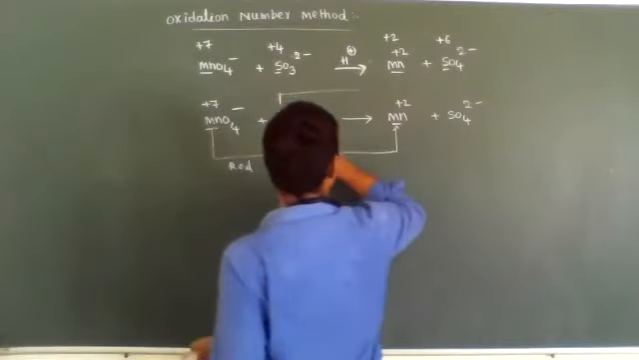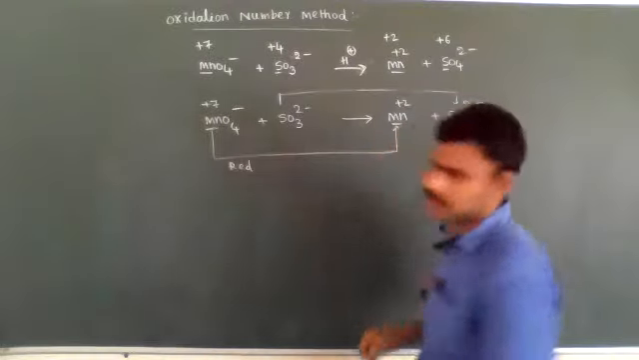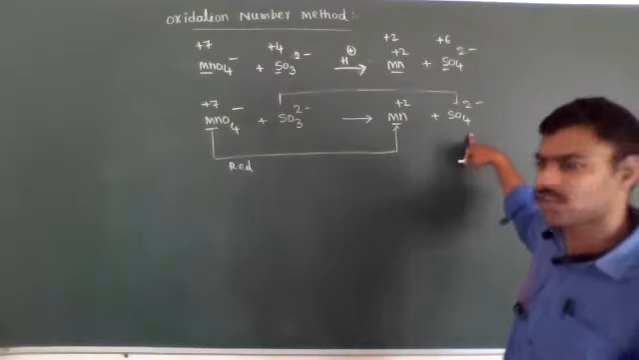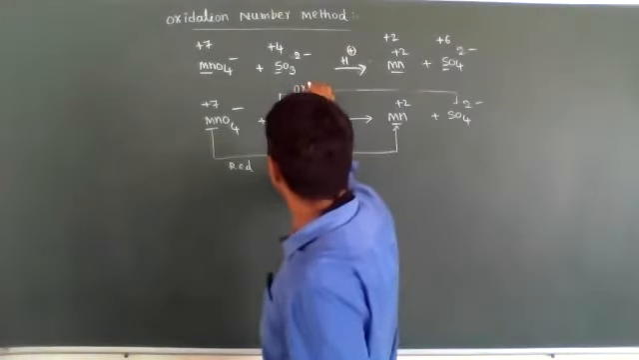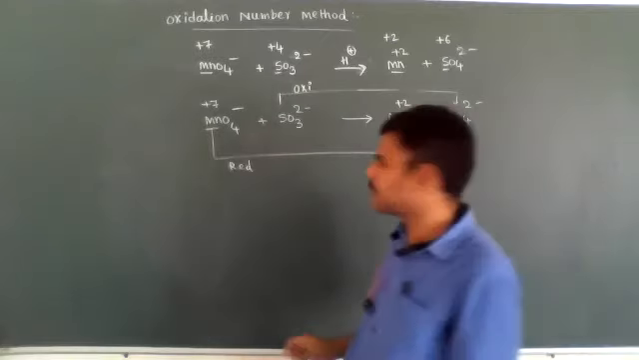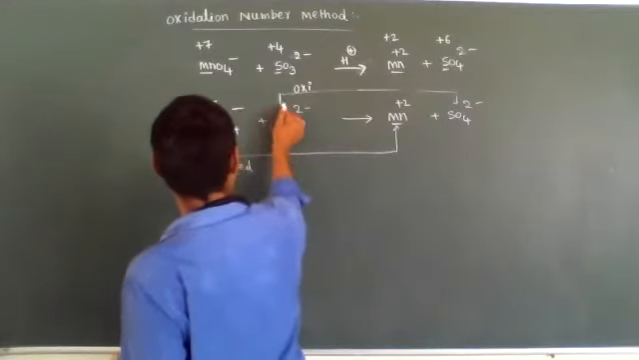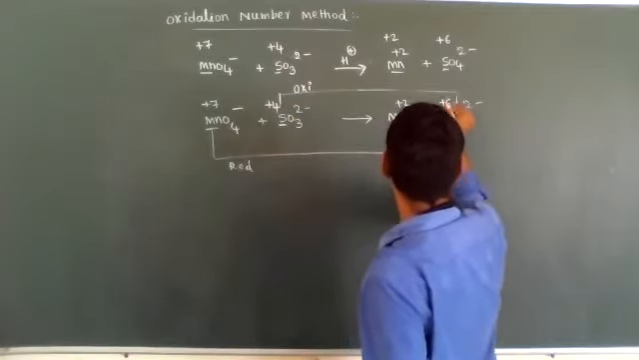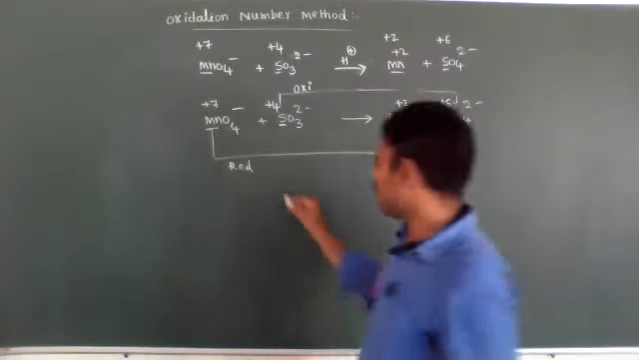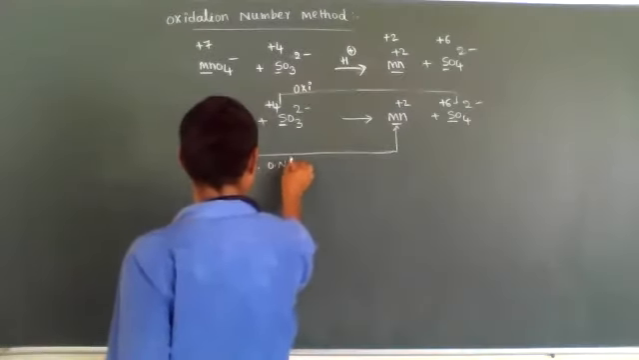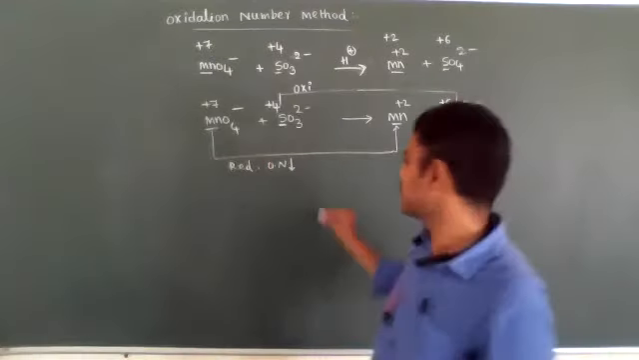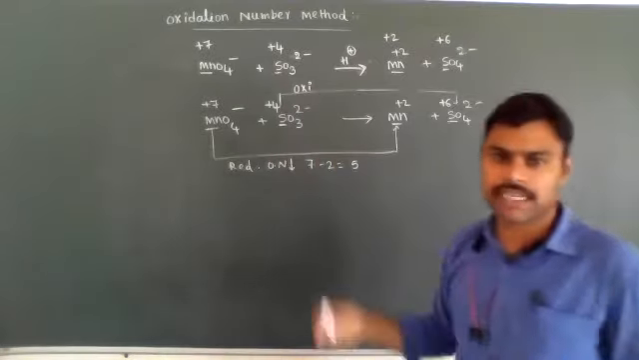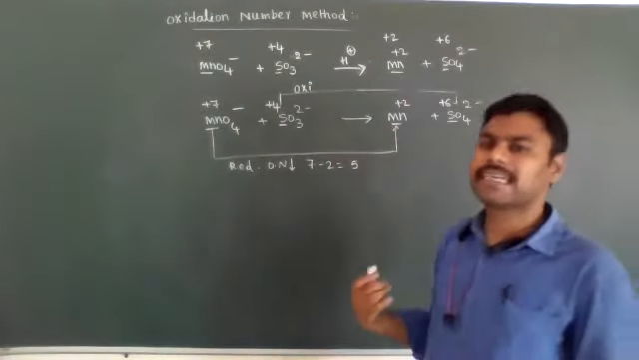And SO3 2 minus is converted into SO4 2 minus. 3 oxygen atoms are present here, becomes 4 oxygen atoms, which means automatically it is oxidation. So in the oxidation half reaction, oxidation number increases. Here the sulfur oxidation state is plus 4, now plus 6. In the reduction half reaction, the oxidation number decreases. How much is it decreased? 7 minus 2 is equal to 5. 5 units of oxidation number, or 5 units of charge, decreased.